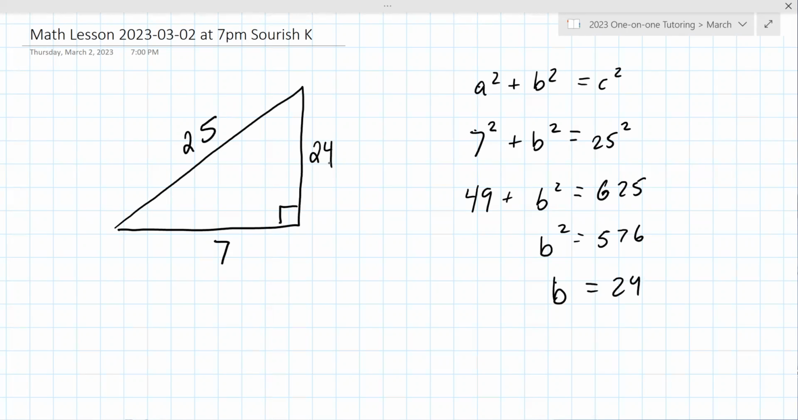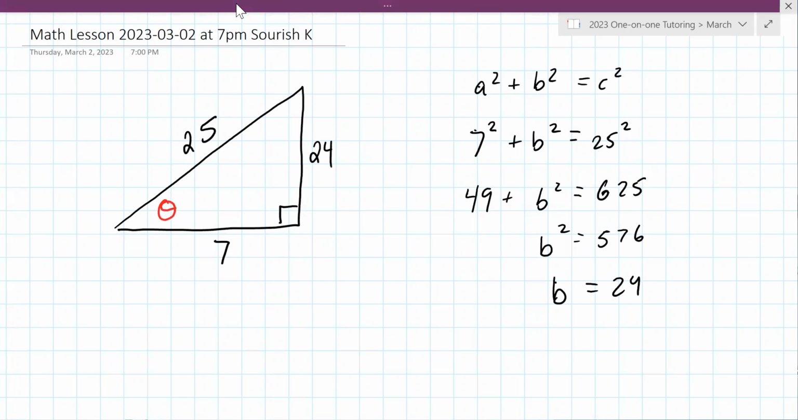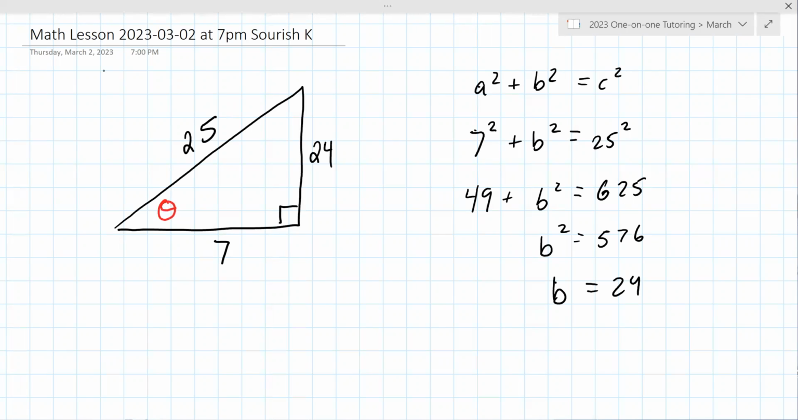All right, so from the other day, I'm going to put this symbol in red. What is this symbol? What is that Greek letter? It's called theta. Theta. Yeah. Very good. Now we're going to determine the sine of theta. We did this last time.